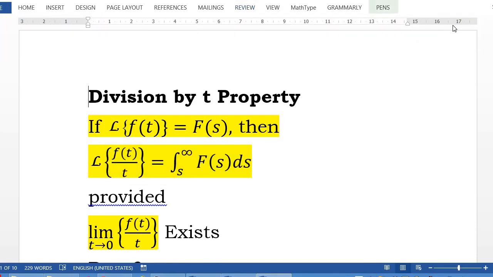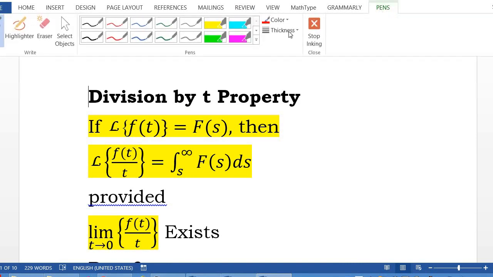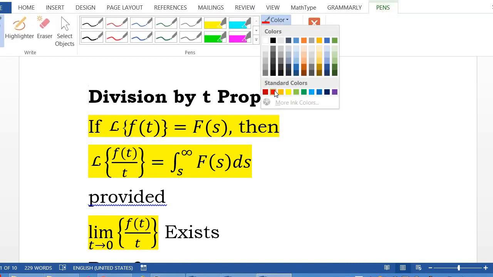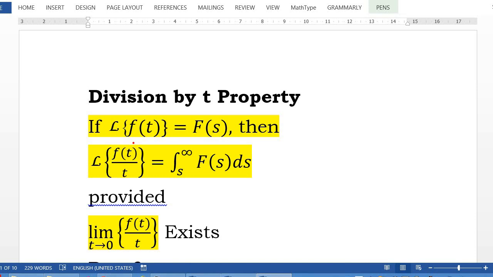Okay, in the previous lecture, you have learned the division by t property, which says that if the Laplace transform for f(t) equals F(s), then the Laplace transform for f(t) over t, so divide by t, is equal to the integral of F(s) ds from s to positive infinity, provided the limit for f(t) over t when t approaches 0 exists.